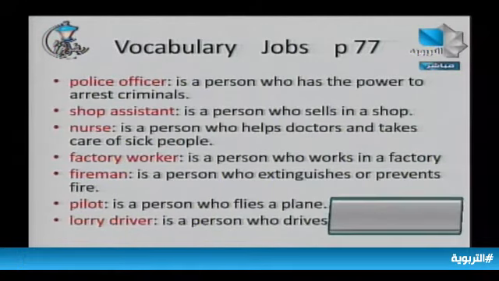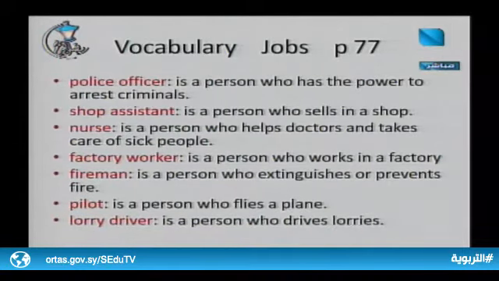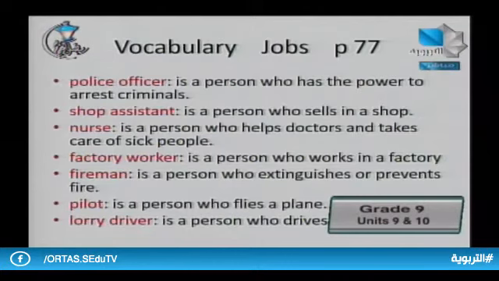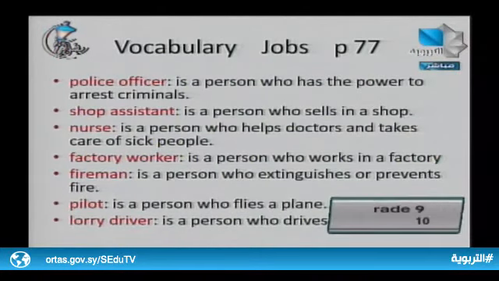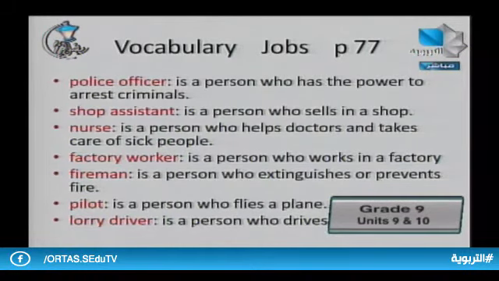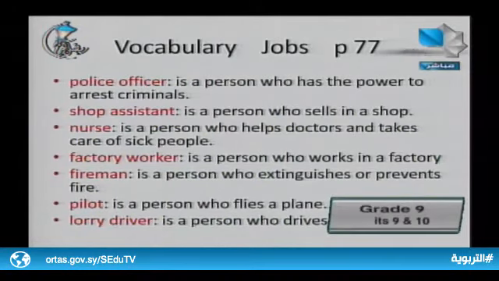Ms. Najla, please continue the vocabulary on page 77, police officer. Yes, the following one, dear students, is police officer. A police officer is a person who has the power to arrest criminals, for example thieves and murderers. Yes. So they put them in a prison. Arrest means to put someone in a prison. In general, bad people.